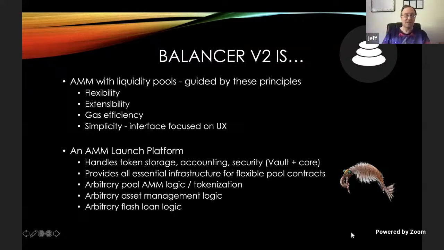You have the token storage, accounting, security, and the vault and core contracts that can't change. And then what can change is everything else. You don't need to fork the protocol, right? As long as you conform to the minimal vault interface, you can write your own pool, write your own asset manager, write your own flash loan. So we expect a Cambrian explosion of new designs.